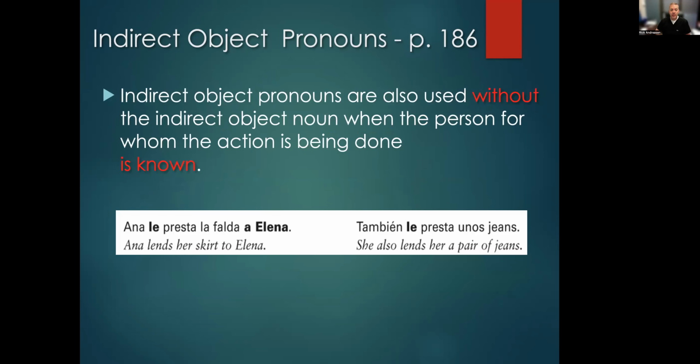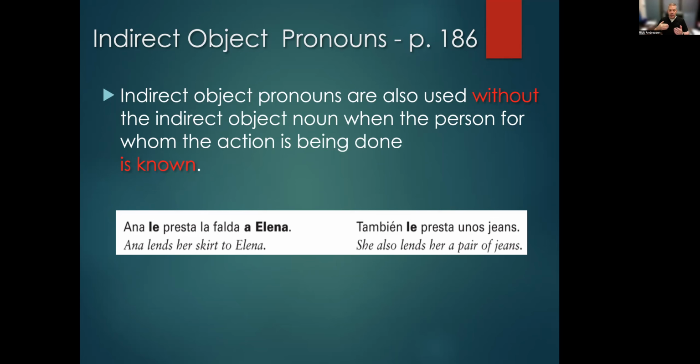Indirect object nouns can be omitted once that identity is established. If someone has given you a whole rundown of a story, they're going to identify, in this case, Elena one time, and they're not going to keep saying Elena in every single sentence, because now we've already established who it is. So aquí tenemos Ana le presta la falda a Elena. También le presta unos jeans. So with those two sentences, you're going to understand that Elena is the person being talked about in both sentences. She's the indirect object of both those sentences.